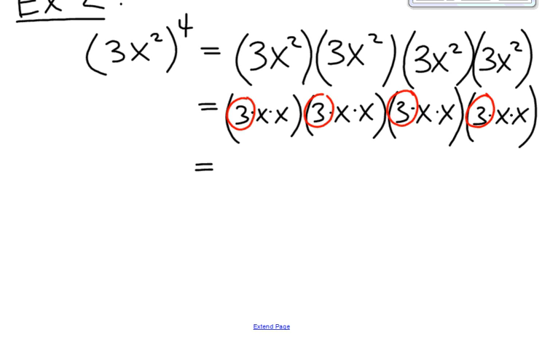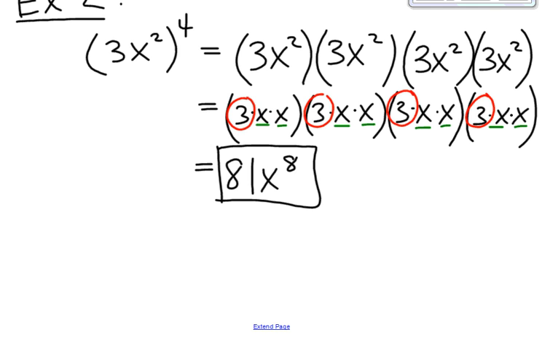which is 81. And then you just count, okay, how many x's are there? 1, 2, 3, 4, 5, 6, 7, 8. So that would be x to the 8th. Okay? And that is my answer. That was a little bit easier because we had no negative exponents to deal with.